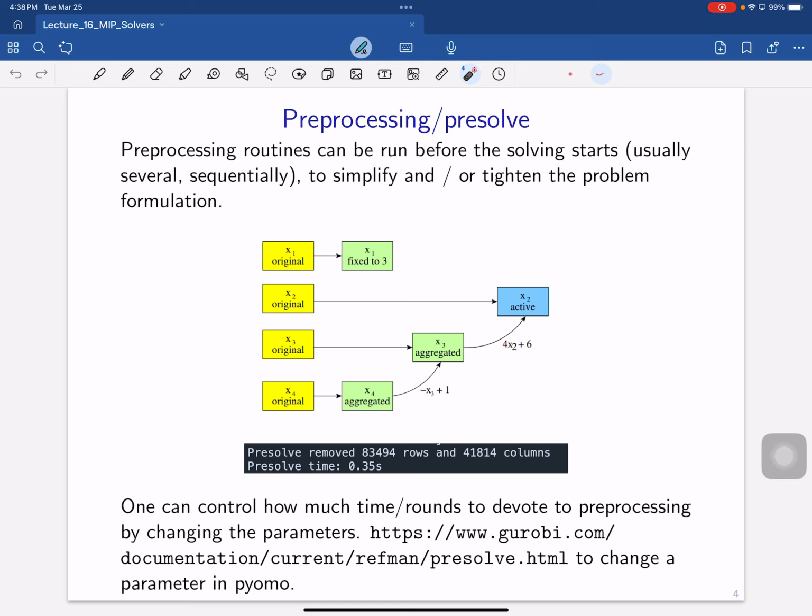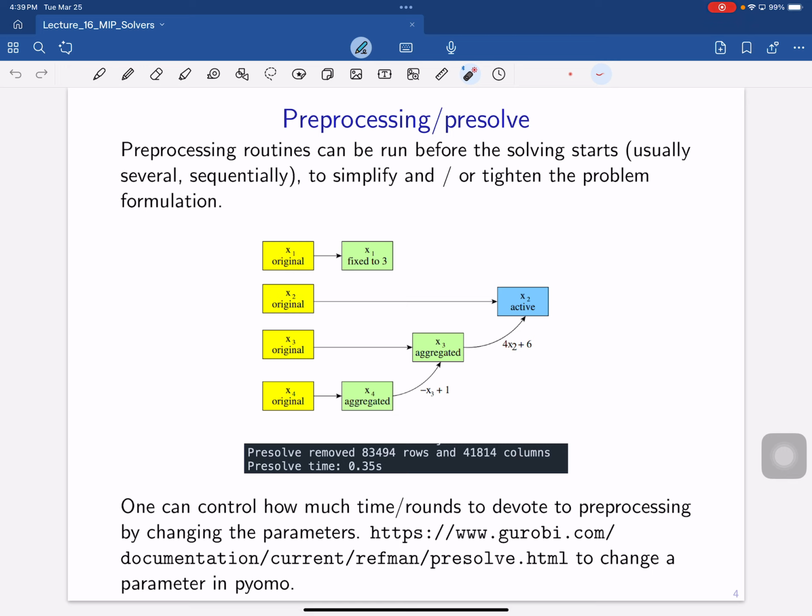It's kind of based on logic or some very simple heuristic protocol to check. So if you solve a given problem, you will likely find two lines like this in the log file, right? It says presolve removed this number of rows, the rows being the constraints, and this number of columns. That's what presolve does for you. It can remove redundant variables and constraints.